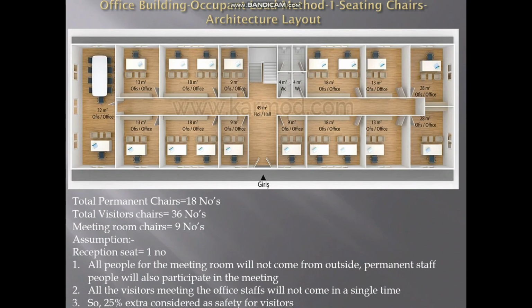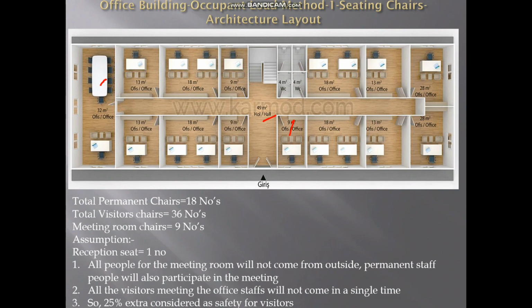So I have shown here an office building. In this office building, you can see there are lots of offices, and there is a meeting room and there is a big hall. Okay, and there is a water closet, meaning there is a toilet located here, and there is a stair here which is going to the first level. But for our study purpose, I have shown only the ground level of the office building.